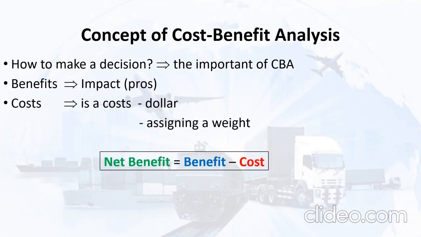How to make a decision, bagaimana hendak membuat keputusan, is the importance of CBA ataupun kepentingan cost benefit analysis. The cost benefit analysis will guide us to make decisions. Benefits is the impact of the pro, mana kata yang positif. The cost is normally in dollar or assigning a wage. So the net benefit is equal to benefit minus cost. Itu faedah bersih. Faedah tolak dengan cost.